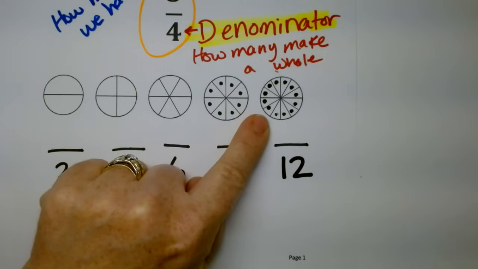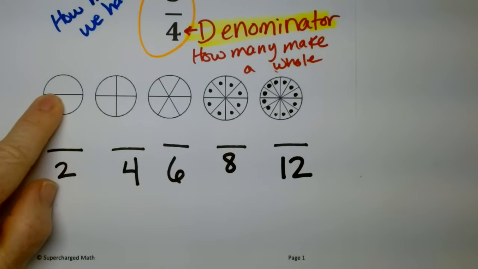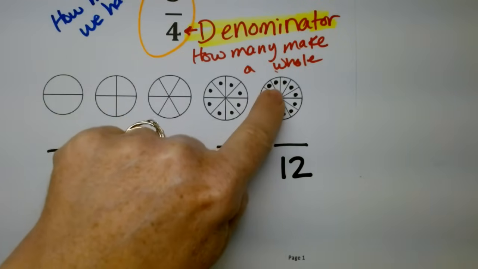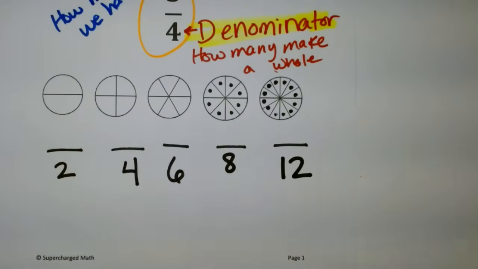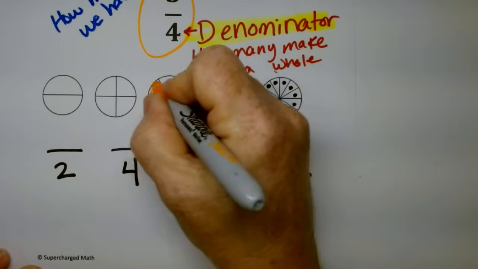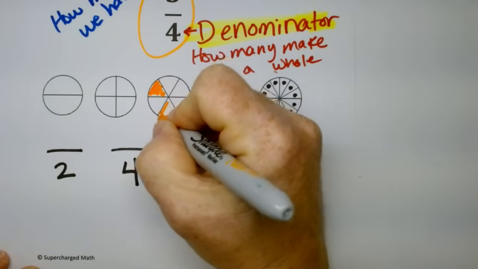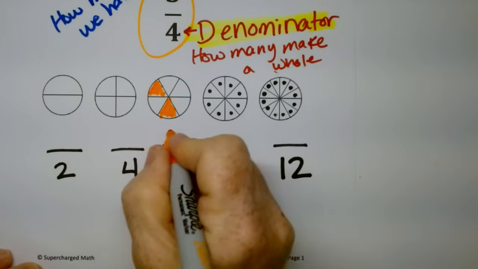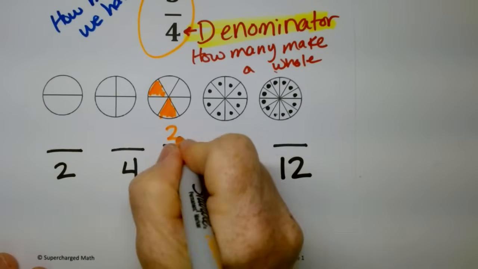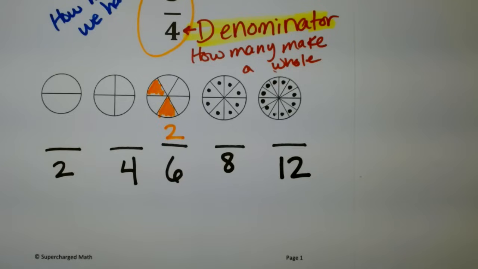So that is how many make a whole. Here's my question to you. Can you make your own fractions? I want you to shade a certain amount in each one, and then however many you shade goes in the top. I'll do an example. Say I'm going to do the one with 6. I'm going to shade this one and that one. So for me, I shaded 2. The 2 goes on the top. You see that?